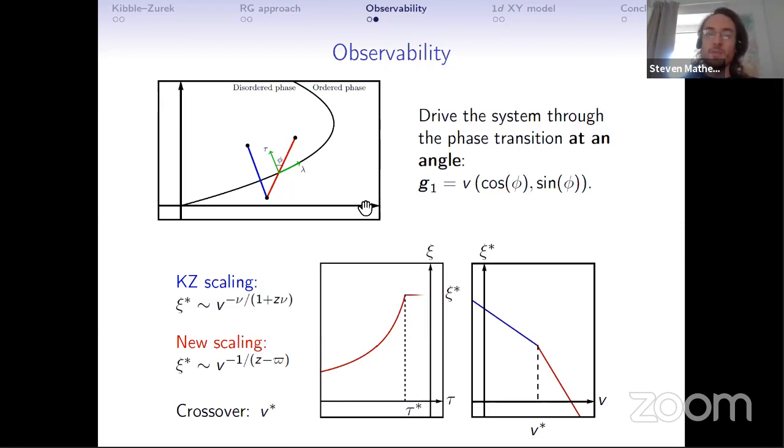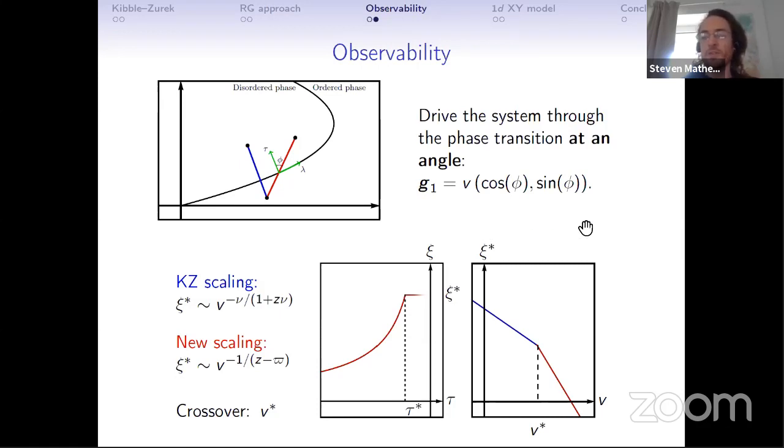So what happens if we do the usual Kibble-Zurek drive across this red line? We have a very similar phenomenology. We have first an adiabatic regime where the correlation length is growing, it's blowing up, it's diverging as a power law. And at some point we break adiabaticity, and this imprints a scale on the system. We have this psi star that emerges.